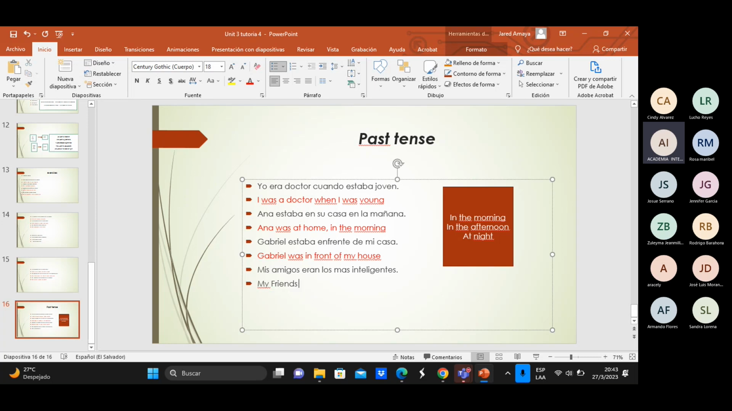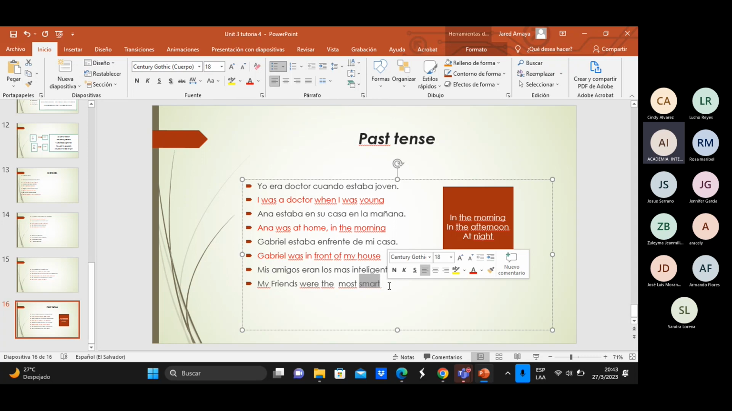¿Se entiende eso? My friends were. Ok, mis amigos eran. Plural, ¿verdad? Mis amigos eran. Ahora, usted dijo the most smart. Tiene sentido porque está utilizando esta estructura que es correcta y el adjetivo también es correcto. Smart significa inteligente. Es correcto. Pero ahora bien, para utilizar esta estructura no utilizamos must, sino que sería the smartest. Así.